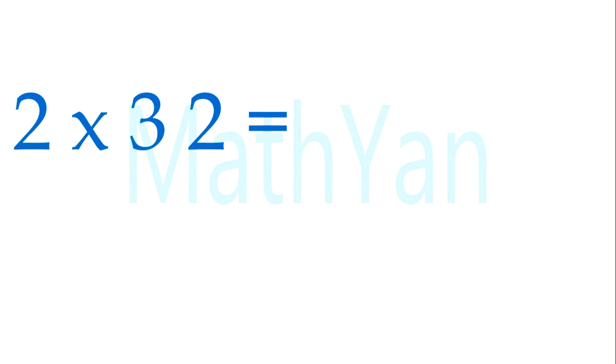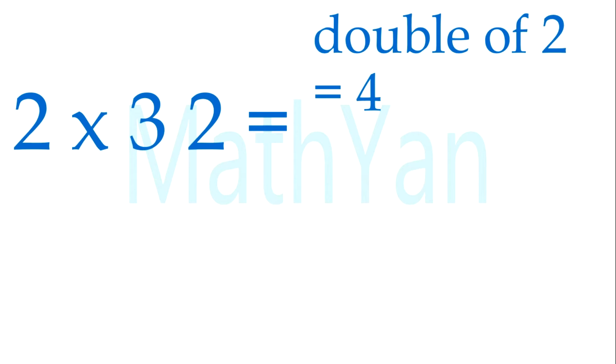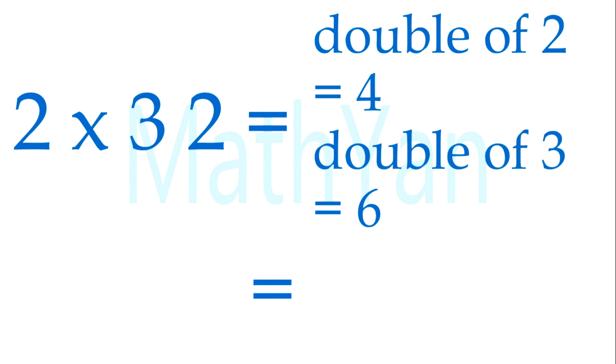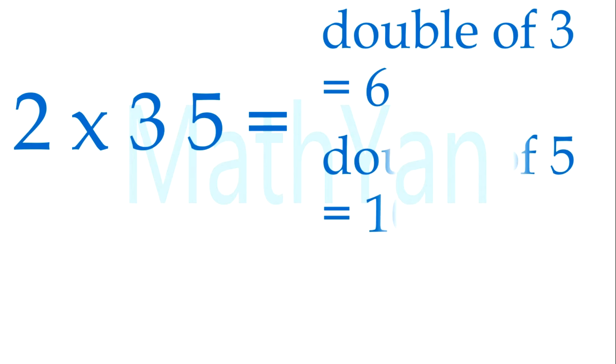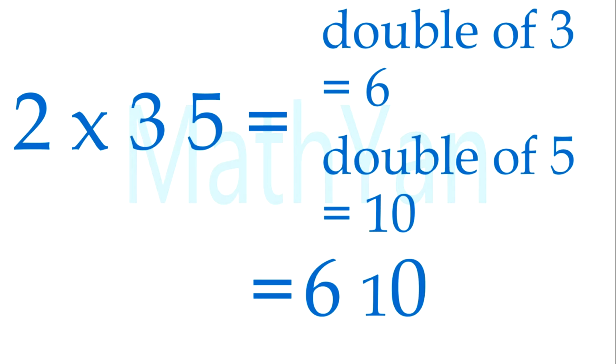2 times 32. Double of 2 is 4, double of 3 is 6. So 2 times 32 is 64. 2 times 35, double of 3 is 6, double of 5 is 10, but only one digit allowed, so you need to carry the 1 to the 6 and it becomes 70. So 2 times 35 is 70.